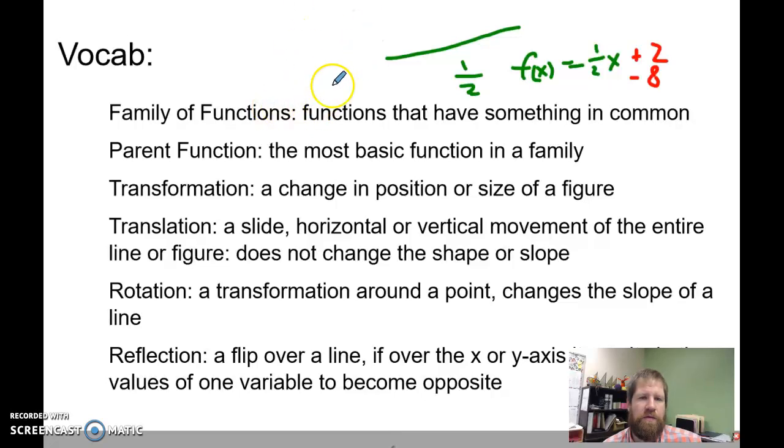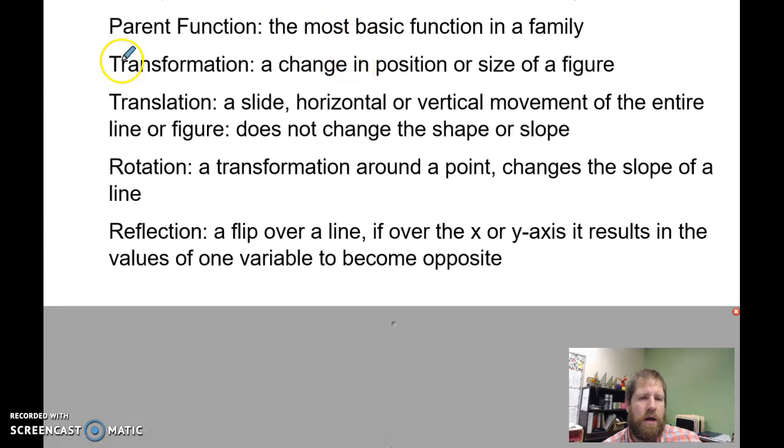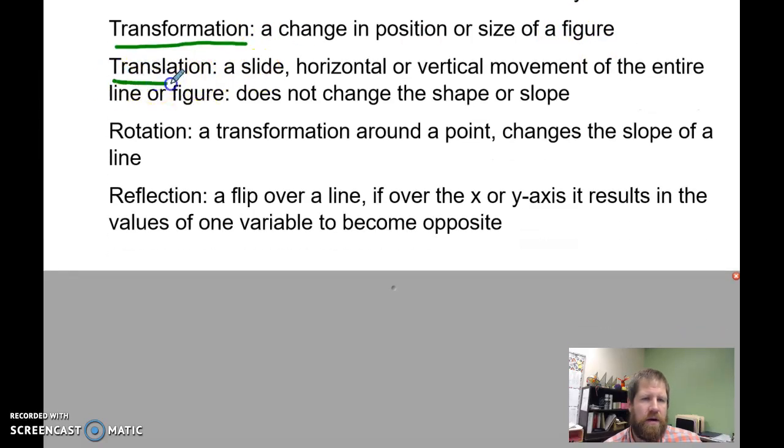Moving on to what we'll be doing in this lesson, we're going to be looking at transformations, which is just a change in position or size of a figure. Today, we're not going to be talking about figures so much. We're going to be talking specifically about lines or linear functions. The three transformations we have are translations, which is moving something around on the page horizontally or vertically. The idea is that it does not change the shape, or in this case, the slope of our line. A translation never changes the slope.